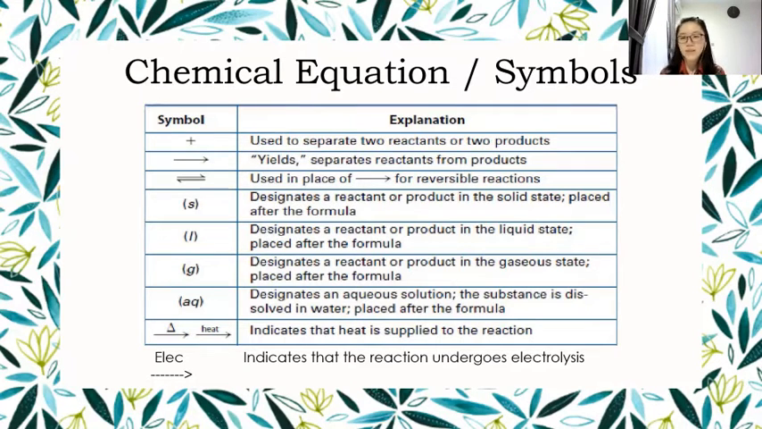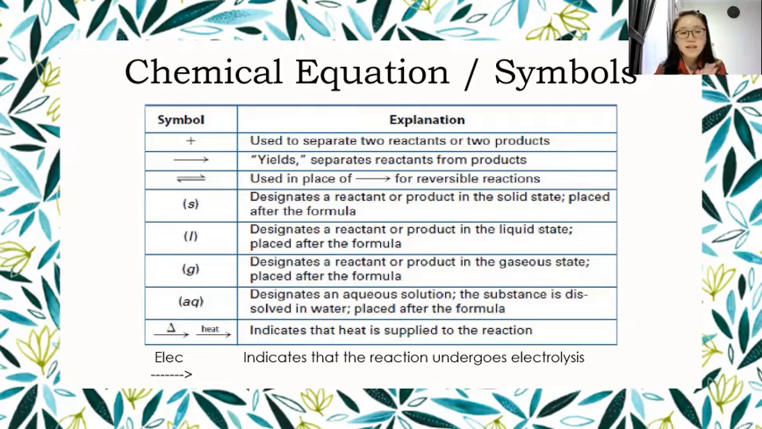And the double arrow has the same function as the one arrow, but it's used for reversible reaction. And what is a reversible reaction? A reversible reaction is a reaction where the reactants turn into the product and the product turns into the reactants simultaneously. So at the same time they change from A to B, B to A.